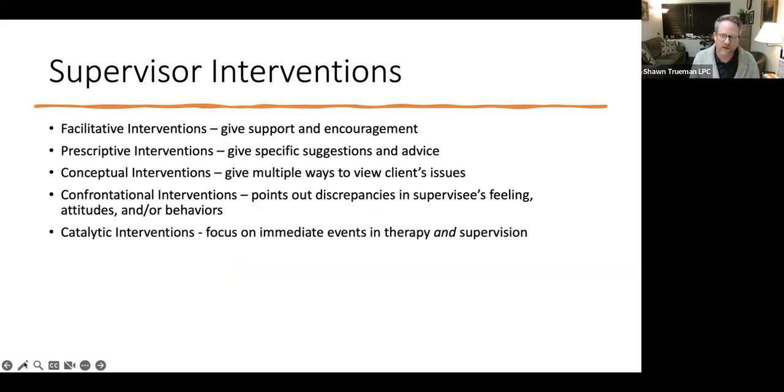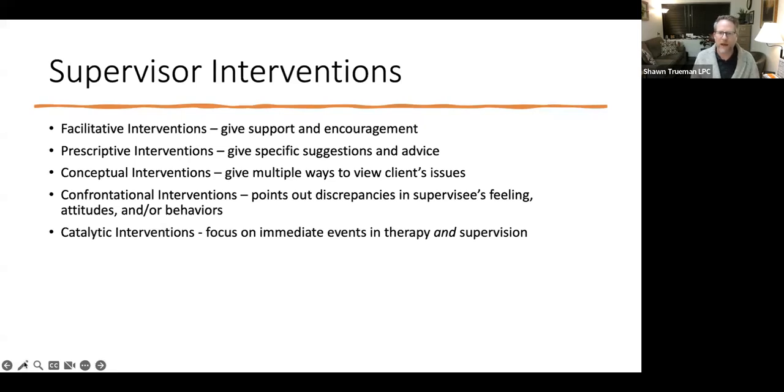You're maybe suggesting an intervention that aligns with the theoretical approach. There are conceptual interventions, which encourage the supervisee to view the client's issues from a variety of different angles. Okay. Confrontational interventions, those are the hard ones. Those are pointing out discrepancies in the supervisee's affect, their feelings, their attitudes, and actions within the counseling room. And then catalytic interventions, which are more point in time interventions, focusing on the immediate events in therapy and in the supervision session. So that's the supervisor interventions.